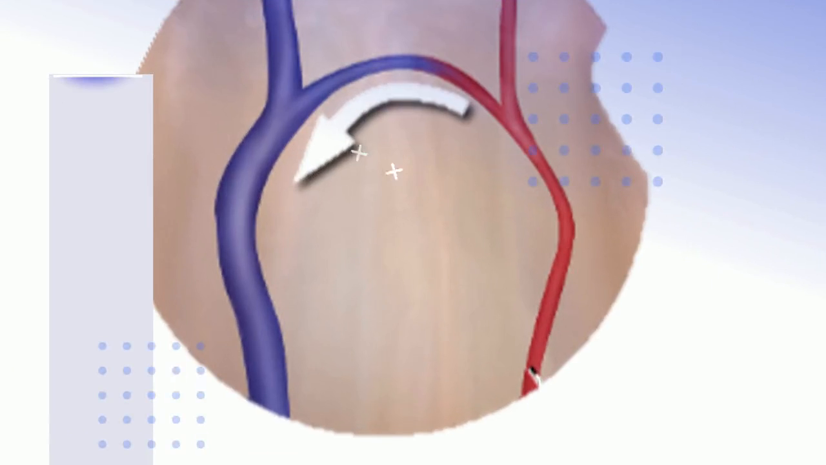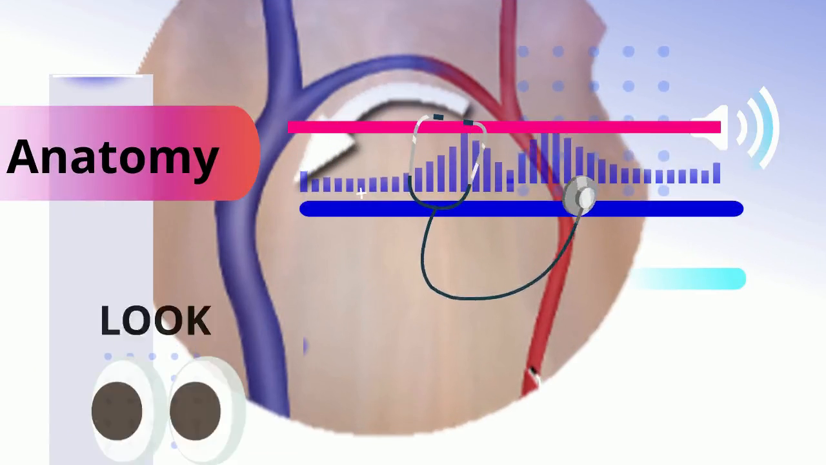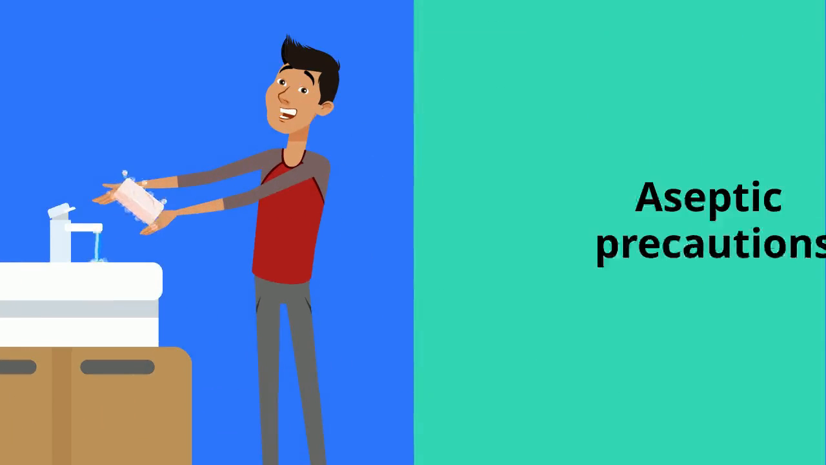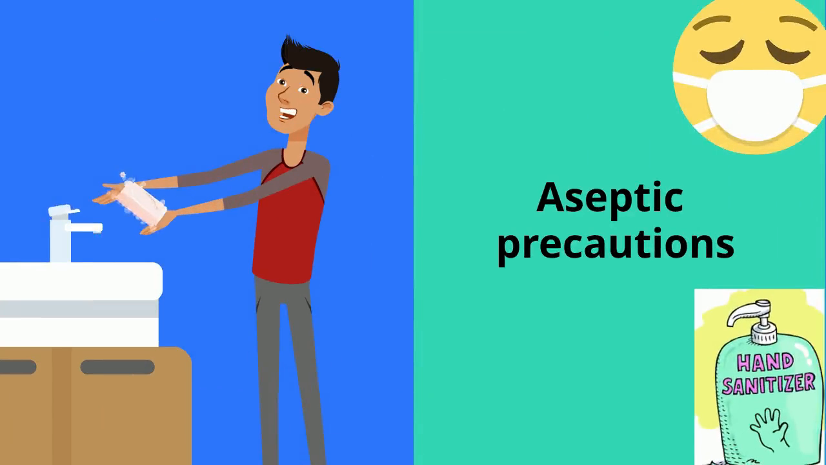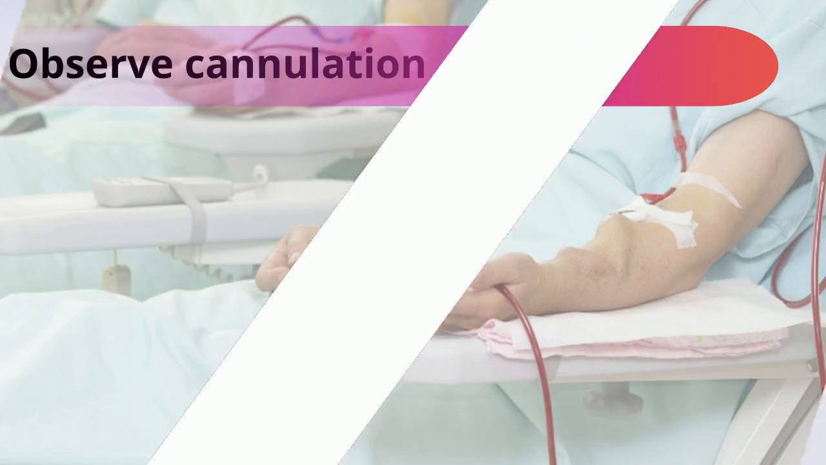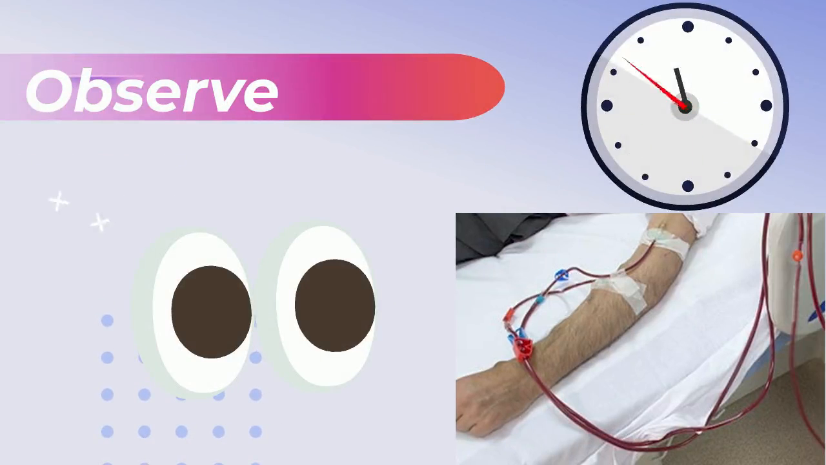The first step is teaching patients the basic anatomy of the access and how to examine by the look, listen, and feel approach. Aseptic precautions are reviewed and necessary. It is helpful if patients can observe cannulation at the home center or in-center unit. Next, they are encouraged to watch their own access getting cannulated. The observation time should get longer each cannulation.